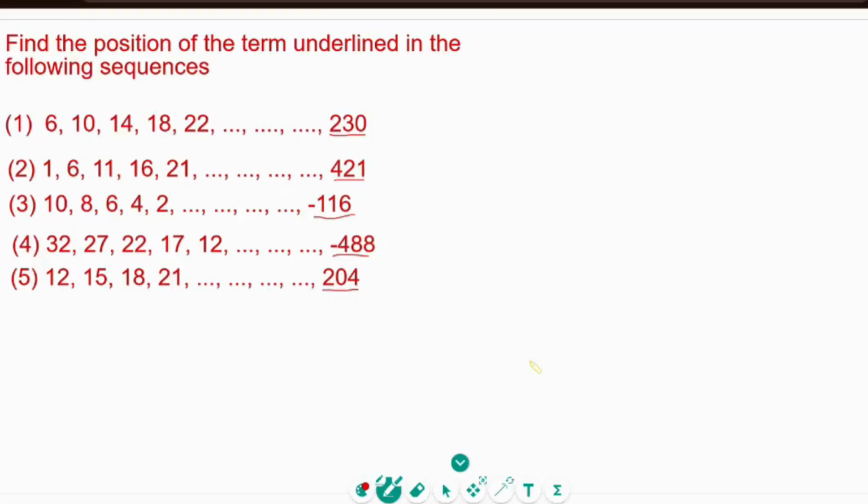Okay, so we're going to find the position of the term underlined in the following sequence. So find the nth term. A is 6, D is 4. So the nth term for this sequence simplified is 2 plus 4n.